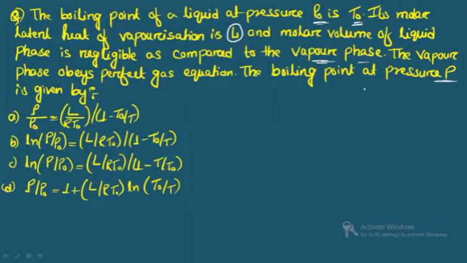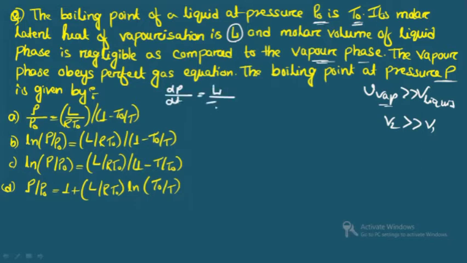So first it is said V vapor is very, very much greater than V liquid, because it is negligible. That means V vapor, which I am considering to be V2, is very, very much greater than V liquid, which I am considering to be V1. Now the Clausius Clapeyron equation was what? dp by dT equals L by T(V2 minus V1).